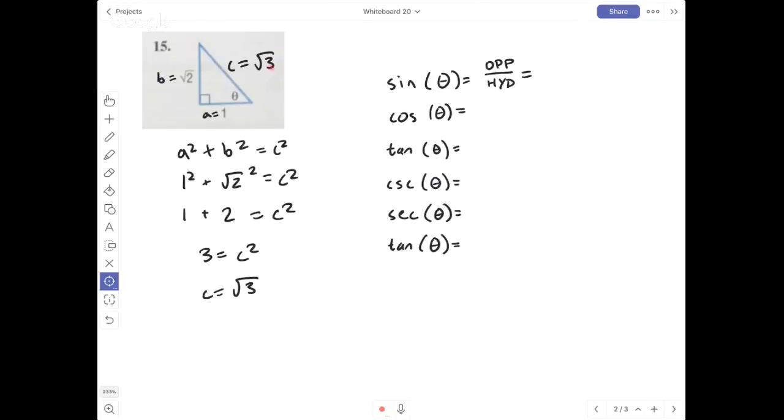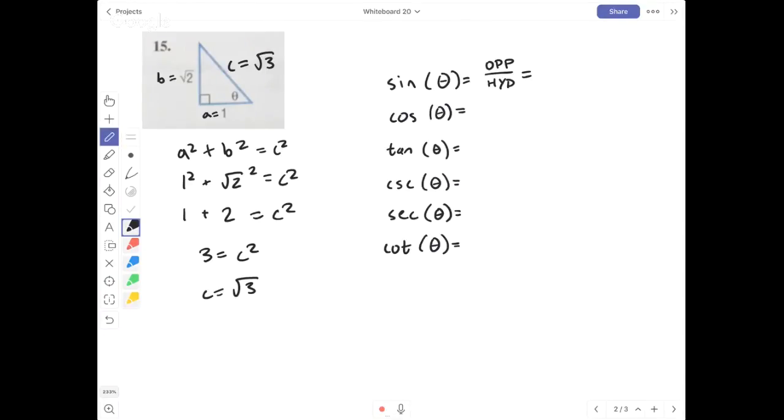It could be 1 to root 2 to root 3. It could be 2 to 2 root 2 to 2 root 3. It could be 1,000 to 1,000 root 2 to 1,000 root 3. Don't I mean cotangent? Thank you, cotangent. Yes, I mean cotangent, Lindy. Much appreciated. Okay. No matter what these actual sides are, this ratio for any of the same angle theta in any right triangle will always be the same.